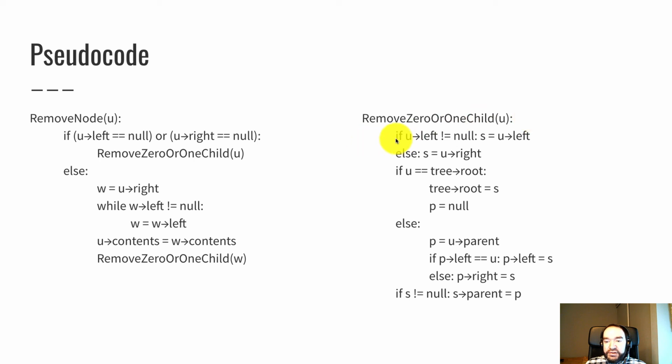So if u's left is not null, then s is u's left, otherwise s is u's right. So what this is doing here is figuring out the node pointer s that will take the place of u. So basically we're saying which of the 2 children is non-null. So if u's left pointer is not null, it points to an actual node, then we're going to replace u with the left pointer. Otherwise, so if the left pointer was null, then s will be the right pointer.